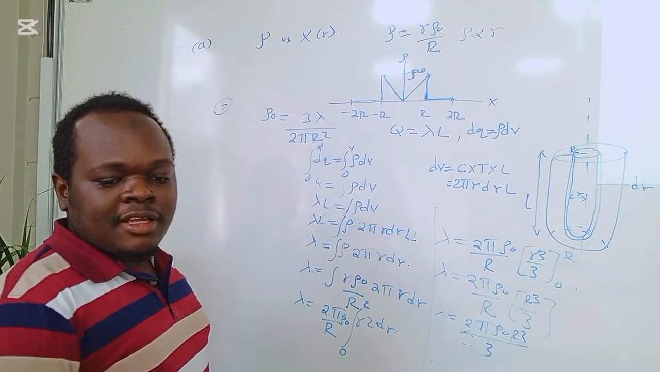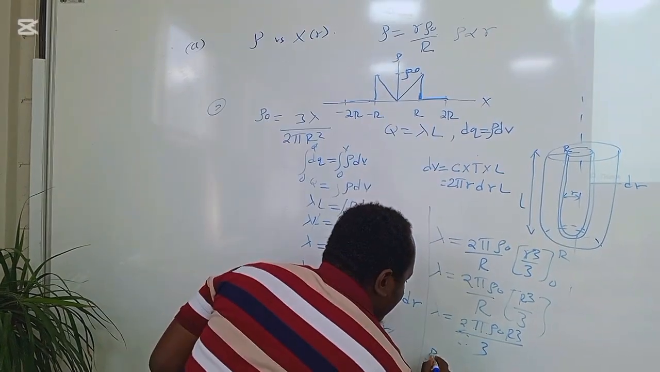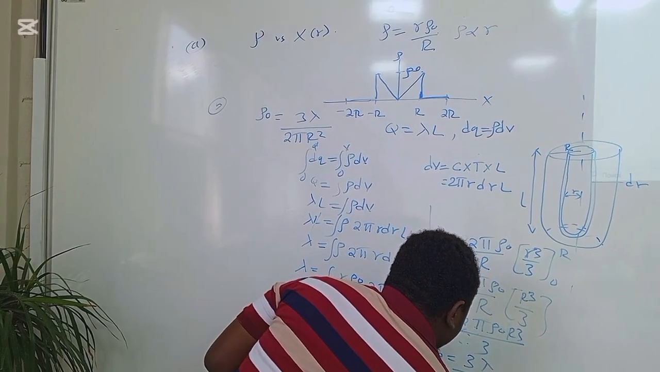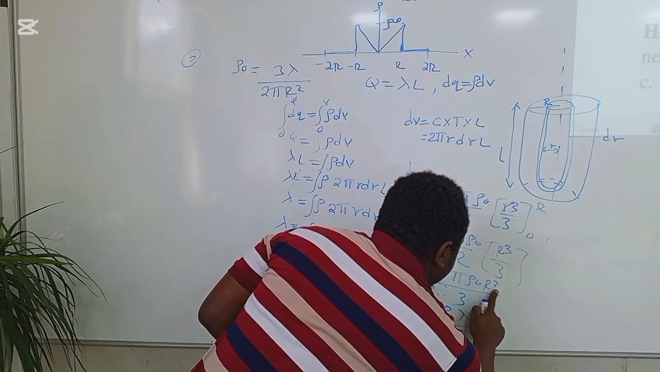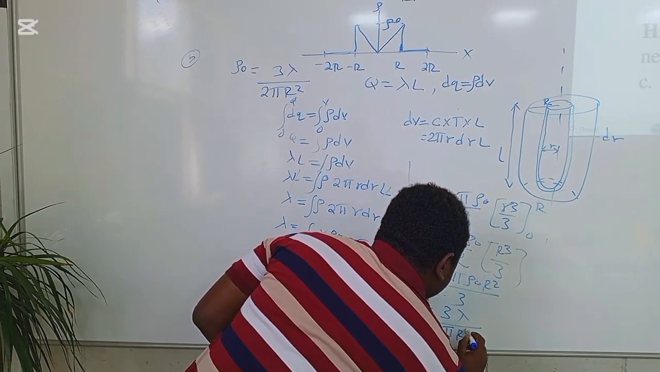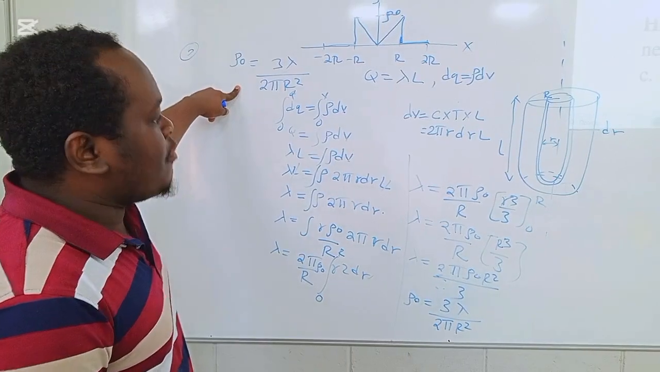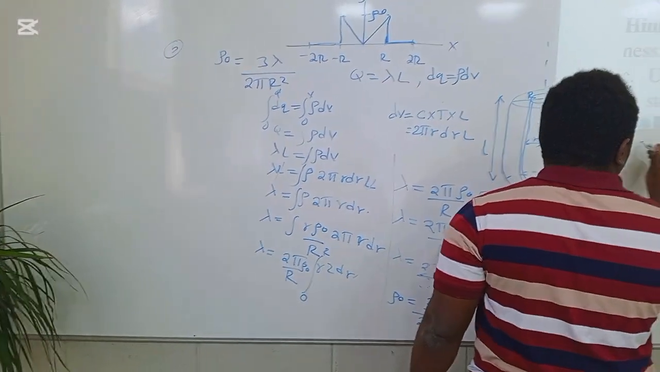Okay, but we need to find rho naught by making it the subject. So it will be 3 lambda divided by 2 pi R square, which is the same as what you have been asked to prove. So let's now go to C.